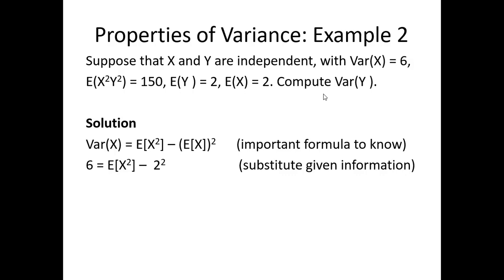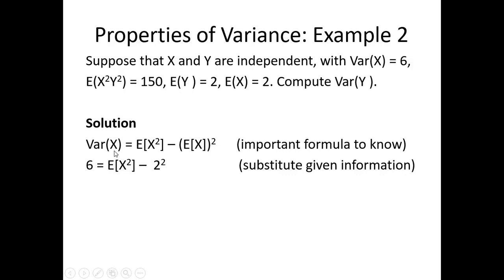Well, first of all, let's think about the variance of x. What do we know? On the one hand, we know the variance of x is 6. This was a given condition. On the other hand, we know this equation. Sometimes I call this the shortcut formula. It's not the definition, but it is something that's easier than the definition.